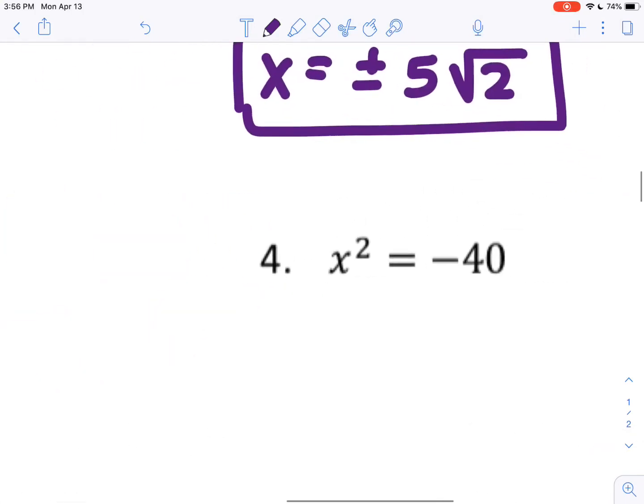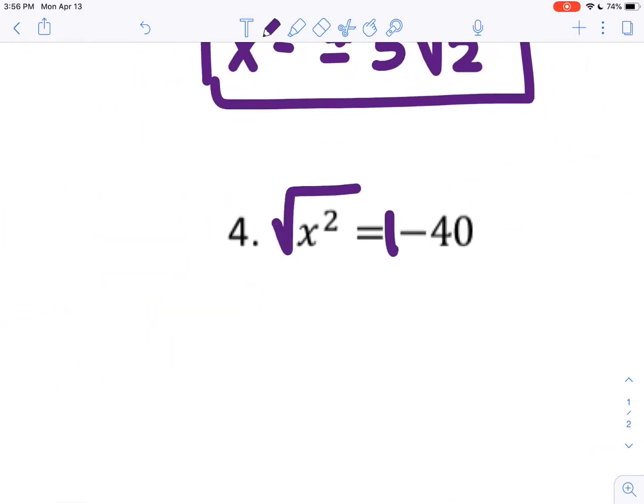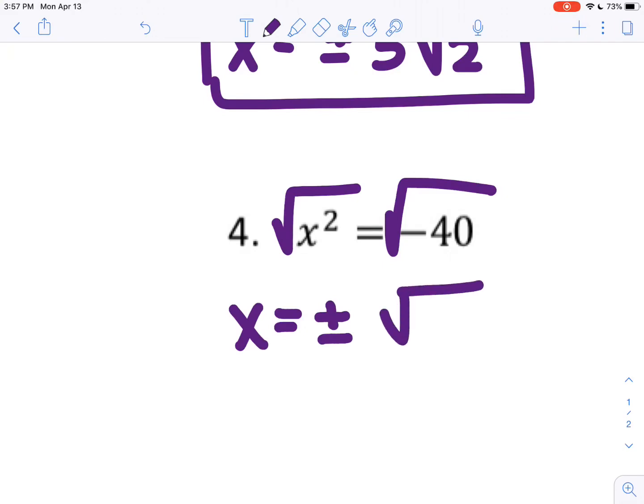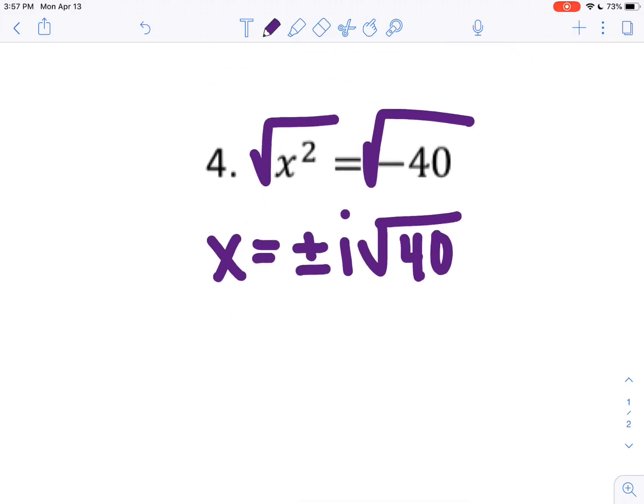So in number 4, when I take the square root, again, I have a negative number, so I know it's going to be somewhat imaginary. So I have x equals plus minus. That's giving me my 2 answers. And then let's break this up. I'm already going to take out that negative 1, and I'm going to put the i out in front. And I'm going to make this just the square root of 40.